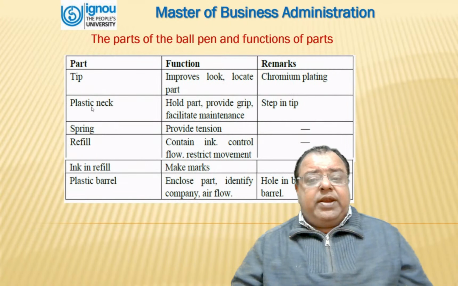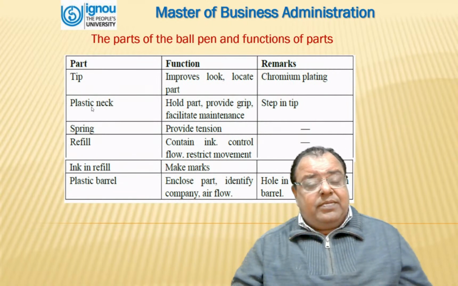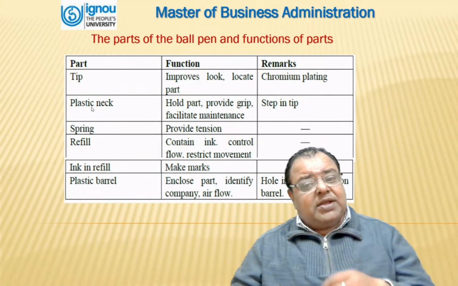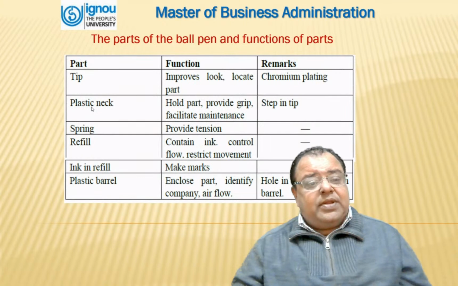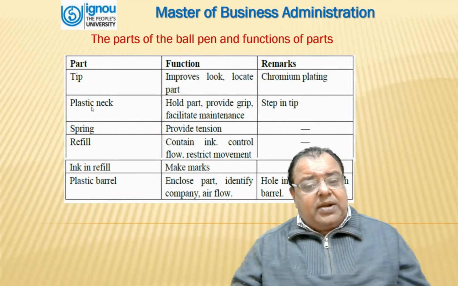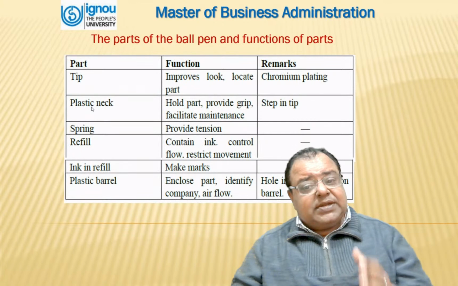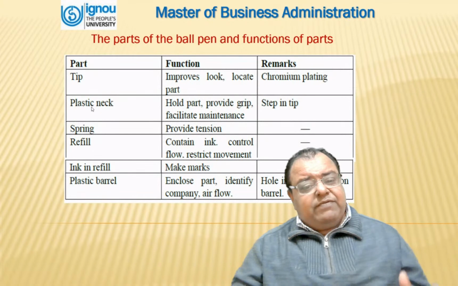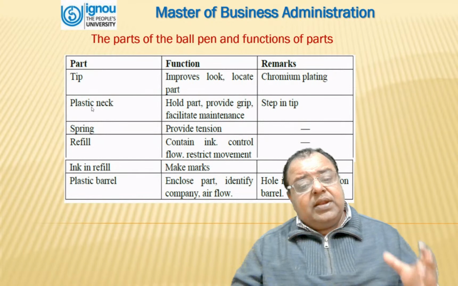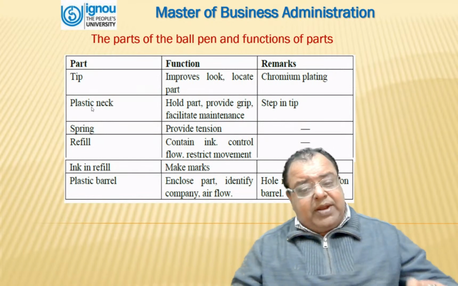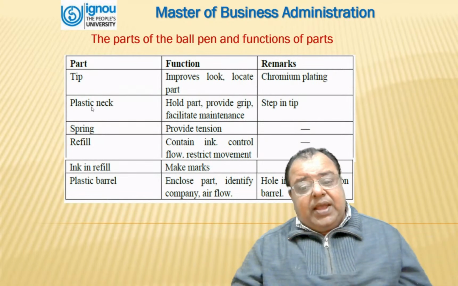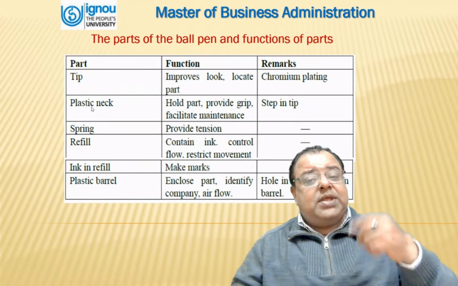The parts of the ballpoint and functions of parts. Tip: what is the function? It improves look, locates part. Remarks: it should be chromium plated. Plastic neck: hold part, provide grip, facilitate maintenance. Spring in tip: for providing tension. Refill: it contains ink, controls flow and restricts movement. Ink and refill: make marks. Plastic barrel: to enclose part, identify company, airflow. And there should be a hole in the barrel and name on the barrel.